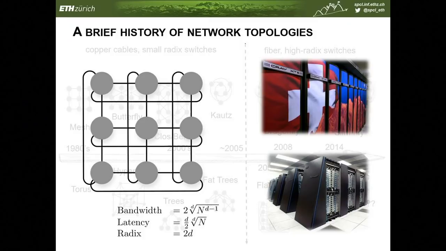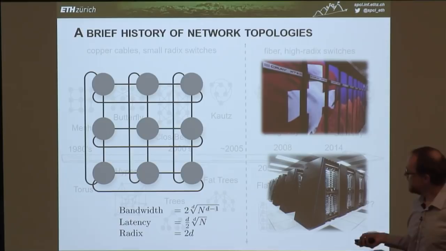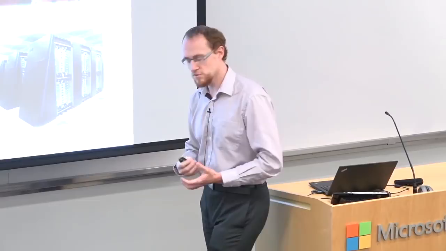When I draw these graphs here, you just read them like a normal graph, and every vertex is a switch in the network, and every line is a connection, a cable in the network. And what we can see here is that for this particular network topology, we choose a dimensionality of the network, in this case 2, and then the radix, the number of ports per switch we need to support, is 4. So that's extremely simple. It's very, very simple to construct. And this is actually the main reason why these networks have survived for so long.